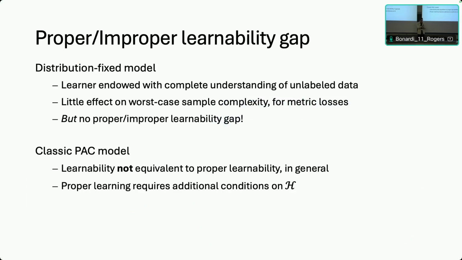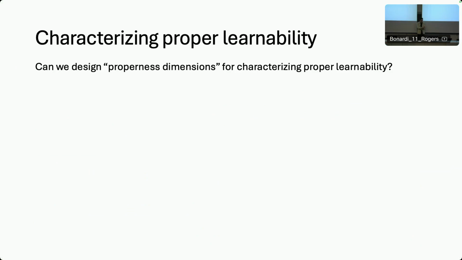Another strategy is, let's go back to the classic PAC model. We do have a gap in learnability between proper and improper learners. And let's try to understand these additional conditions. Maybe I can, again, get something like a properized DS dimension. I think that would be pretty awesome. So can we design properness dimensions for characterizing proper learnability? We provide some pretty strong evidence that the answer is no.